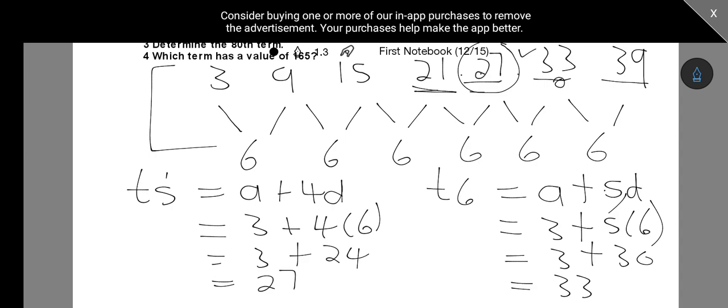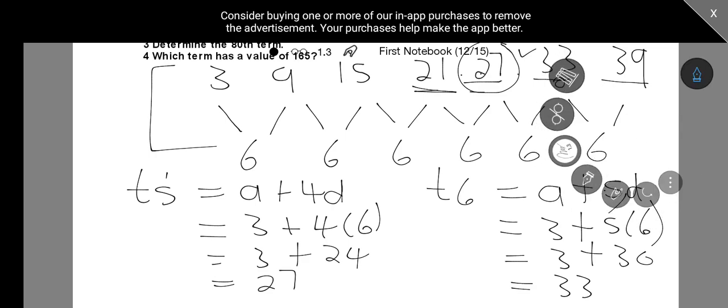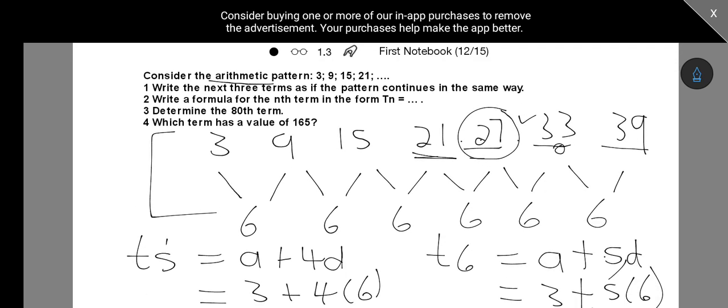To get term number 7, we're going to say that T7 is equal to A plus 6D. And by doing so, you will get 39 as well. I hope you understand everything that has happened in here. So let's move to the next question.